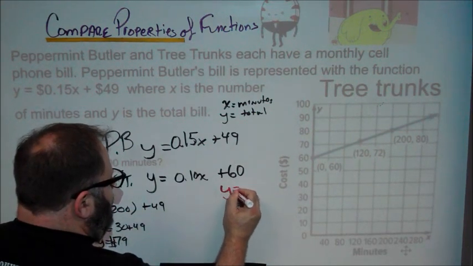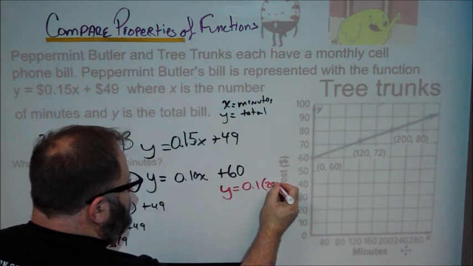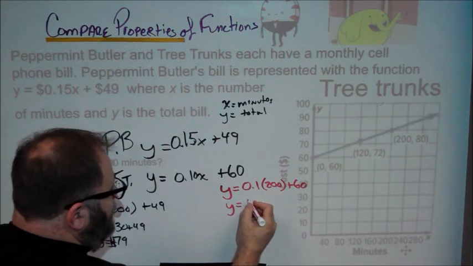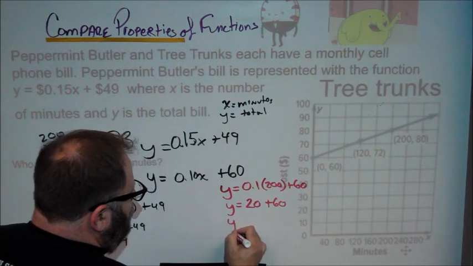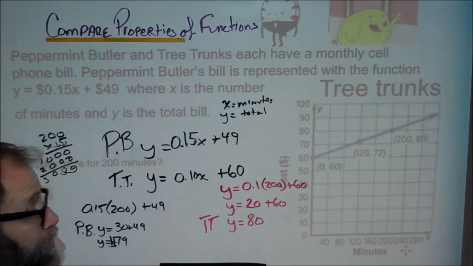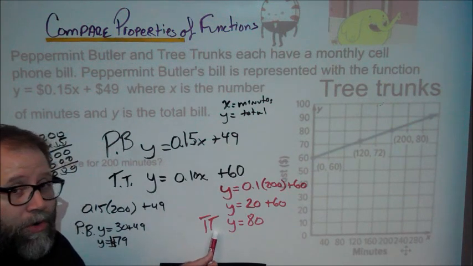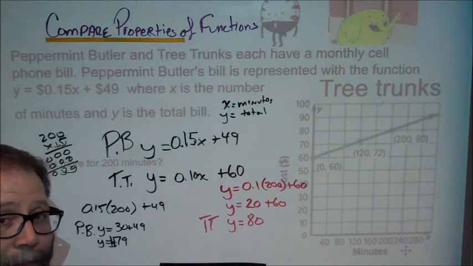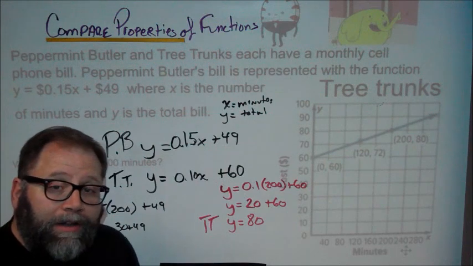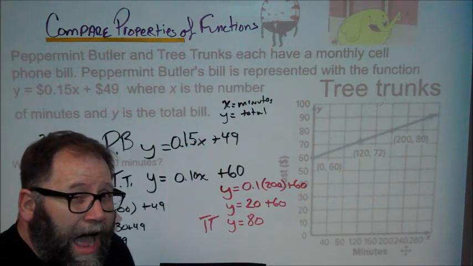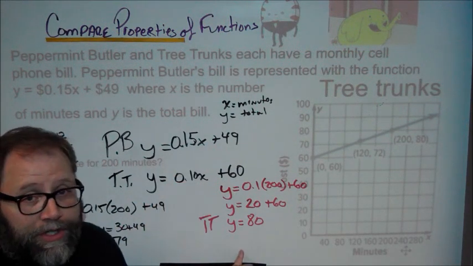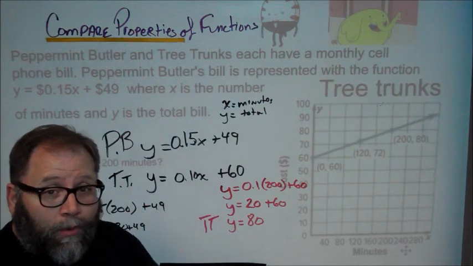So I've got y equals 0.1 times 200 plus 60. Y equals, well, 1/10 of 200 is 20 plus 60. Y equals 80. Let's make sure we know that's tree trunks there. So tree trunks spends $80 for 200 minutes. And if we're comparing the properties of those things, what we know is for 200 minutes, that Peppermint Butler is spending $1 less. Now, I have a feeling that that's going to change, that Peppermint Butler will be spending more than Tree Trunks if Peppermint Butler uses the phone more than that.